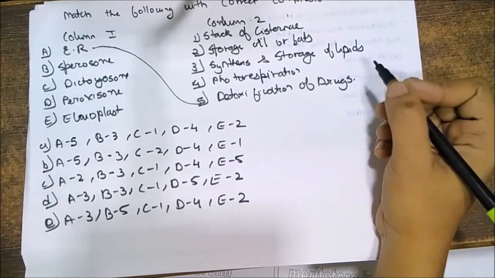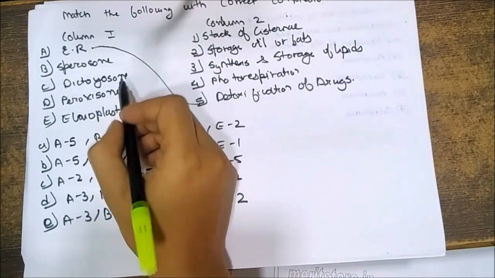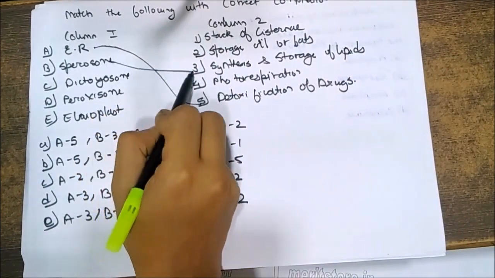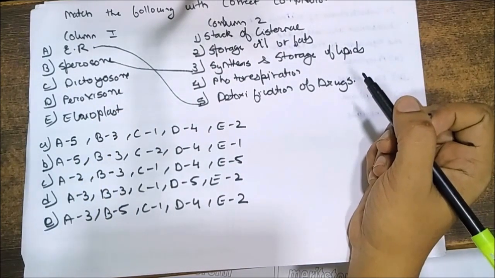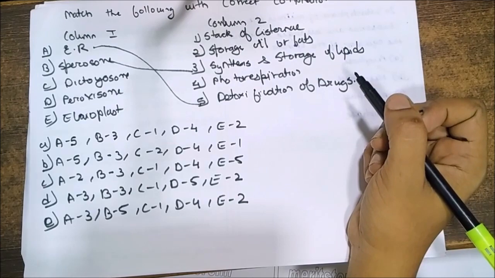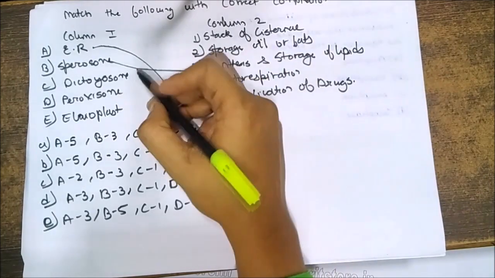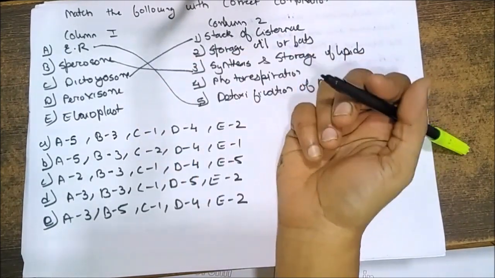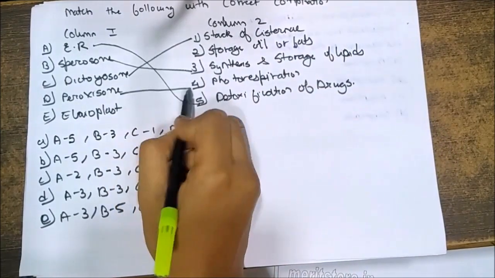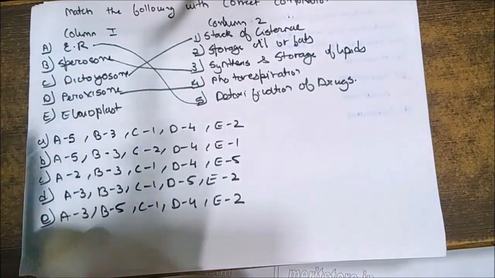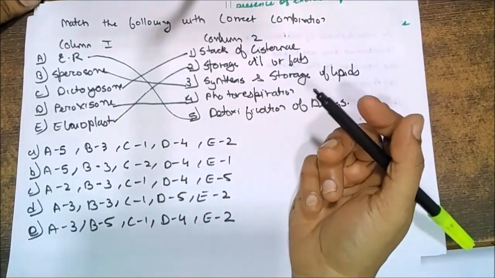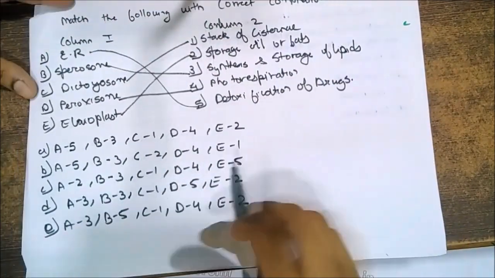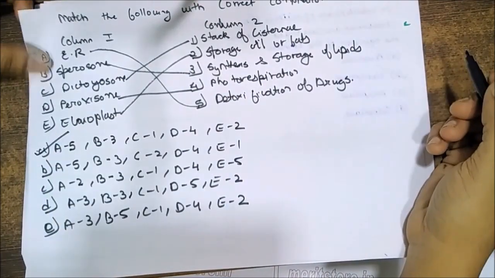Then spherosomes are involved in synthesis and storage of lipids. Then dictyosomes, these are stacks of cisternae. Peroxisomes are involved in photorespiration, and elaioplasts are involved in storage of oils or fats. So the correct option is A.